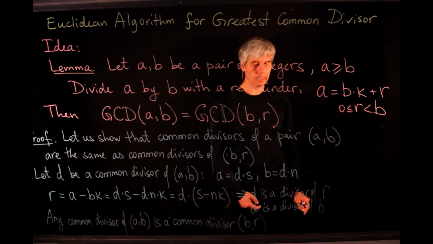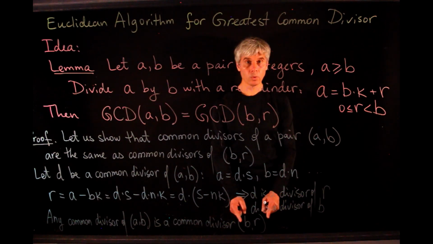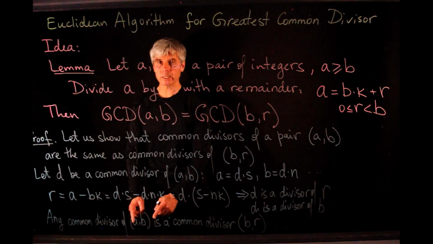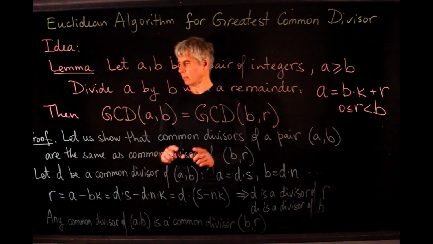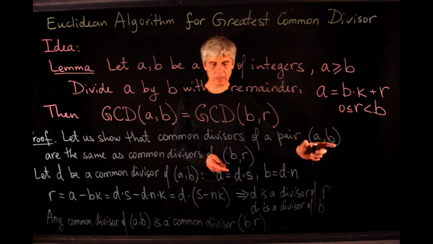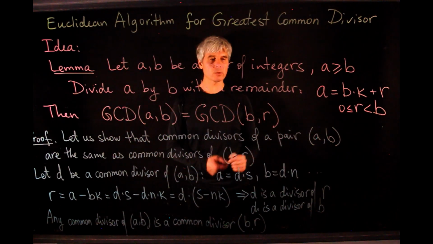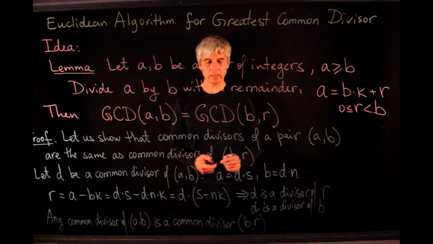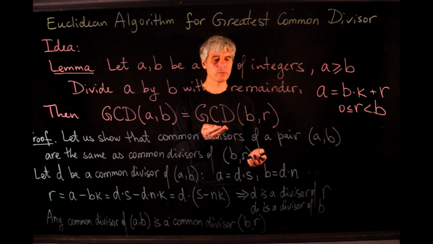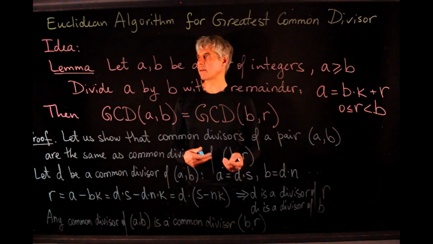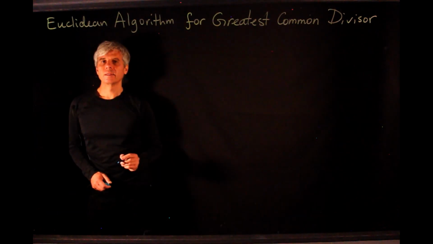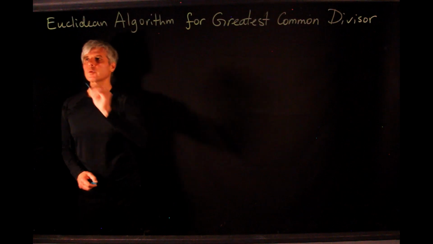And I leave it as an exercise for you to show that every common divisor of B, R is a common divisor of A, B. And then we would get the conclusion that common divisors of pair A, B are the same as common divisors of the pair B, R, and as a result, greatest common divisor of this pair is the same as the greatest common divisor of this pair. And now we proved that Euclidean algorithm works. With the help of Euclidean algorithm, we can prove the following theorem.